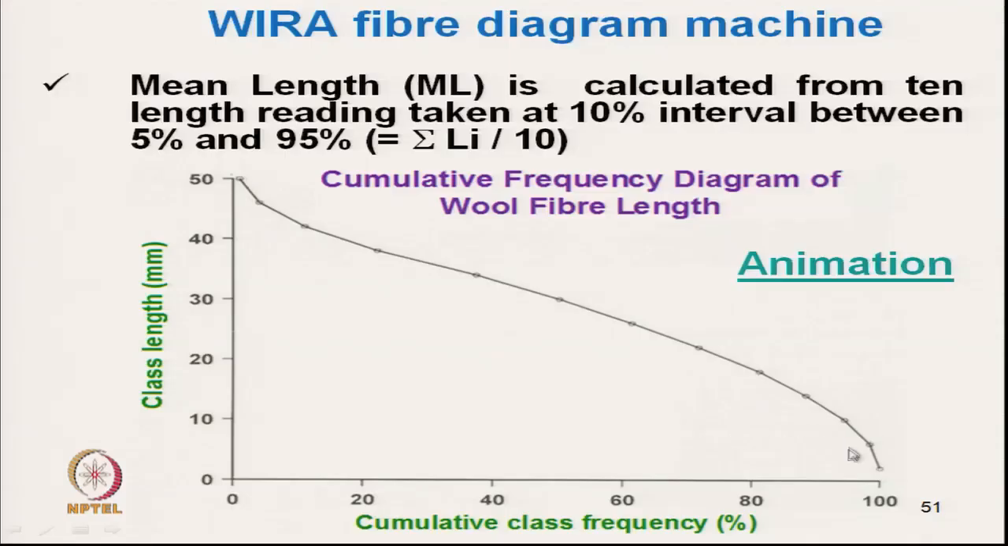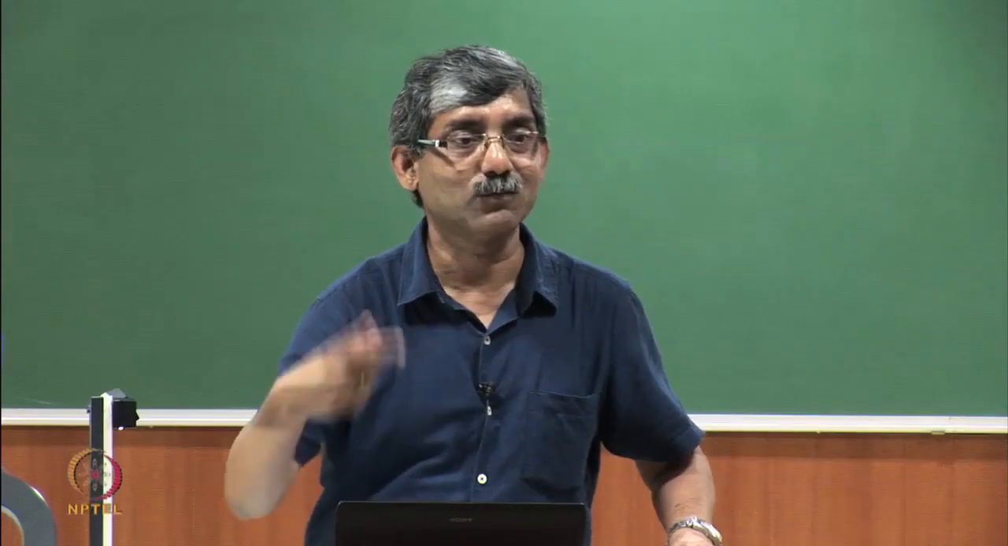The next value will be 10% lower, that is 85%. So, the 95% point is this one, then we move further, it becomes 85% of the fibers, then 75, 65, 55, 45, 35, 25, 15, 5. In this way we go up to 5%. There will be 10 readings from 95 to 5. So, it goes the opposite way: it starts with 95, then with an interval of 10%, it goes up to 5%.